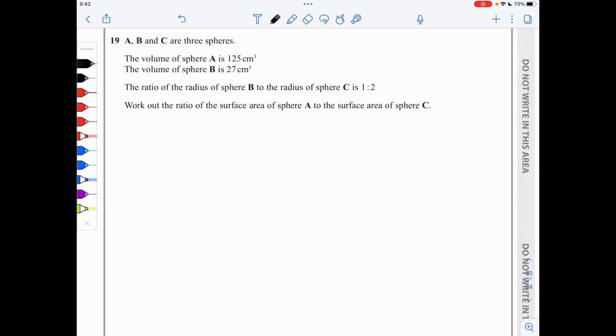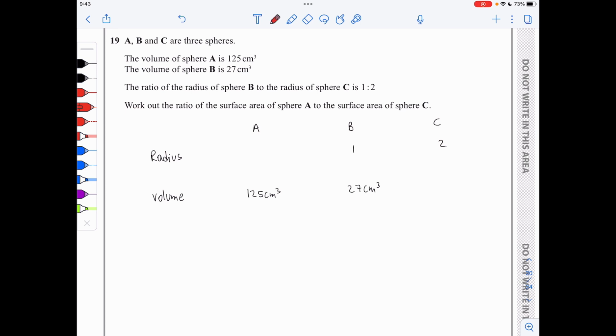In 19, we've got three spheres, A, B, and C. We have the volume of A and the volume of B. We've got the ratio of the radius, so the radius is a length essentially, so B to C is 1 to 2. And for the volume, we know that the volume of A is 125 cubic centimeters and B is 27 cubic centimeters. I need to work out the different scale factors.